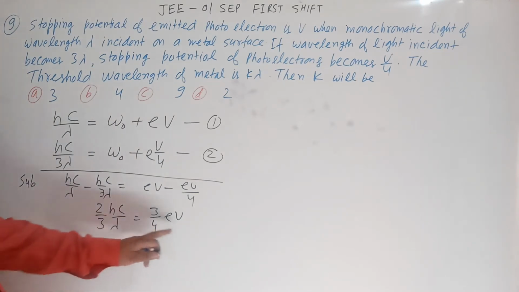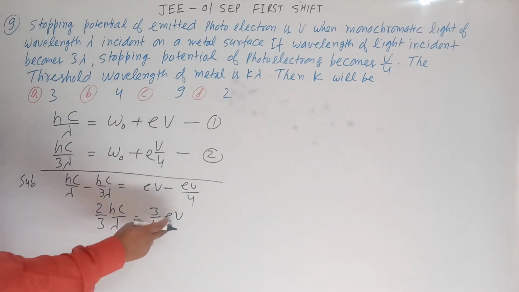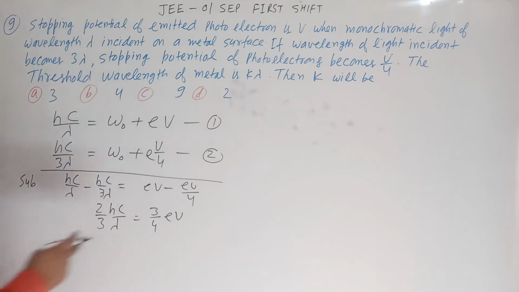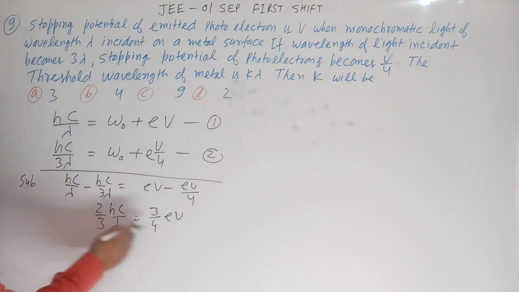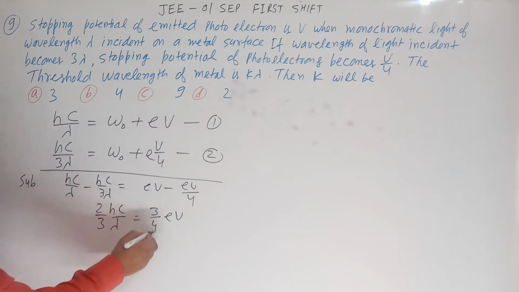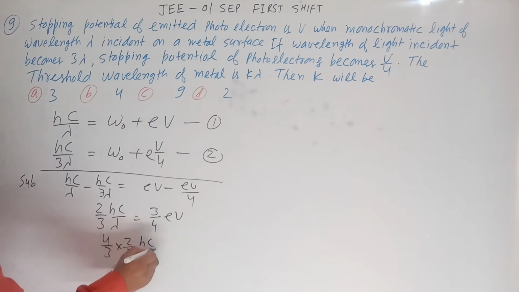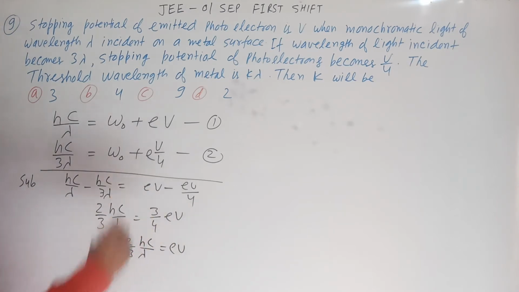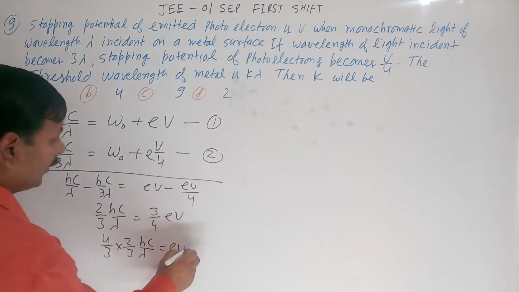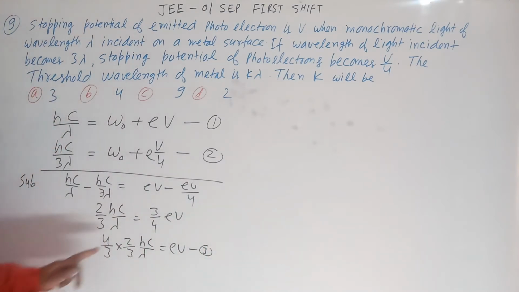This is the relation between this. So if you are putting eV here, what will be the relation between w naught and hc? So if you are taking here 3 by 4, so this is 4 by 3 into 2 by 3, hc upon lambda is equal to eV. So one relation we have got. eV is equal to 8 by 9 hc upon lambda. So this eV we have put in the first equation.